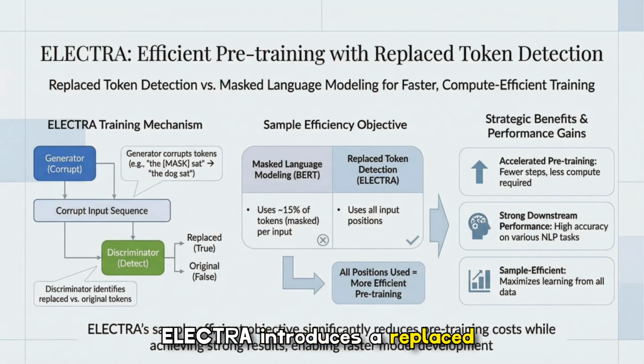ELECTRA introduces a replaced token detection objective that is more sample efficient than masked language modeling. The training diagram shows a generator corrupting tokens and a discriminator detecting replaced tokens, which uses all input positions during pre-training. This approach reduces compute, accelerates pre-training, and still yields strong downstream performance, making it an attractive strategy for faster model development with lower resource demands.